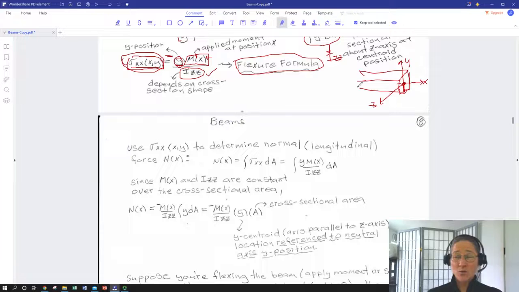So that is it for this lecture. We will pick up a little bit more application of the flexure formula in our next lecture.